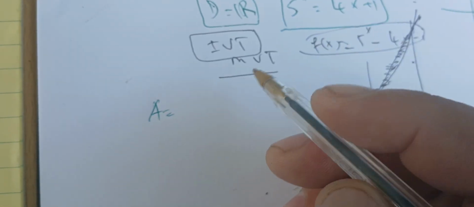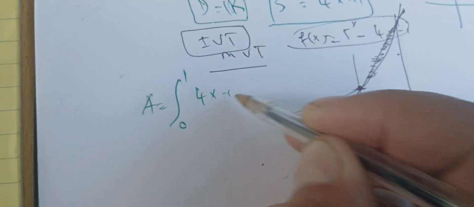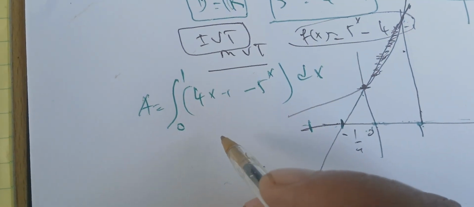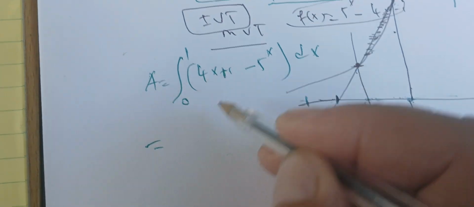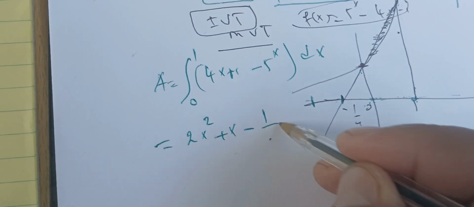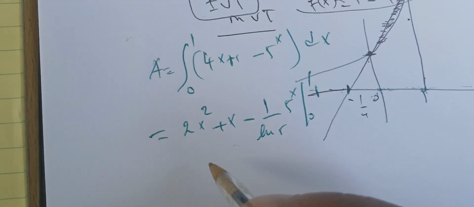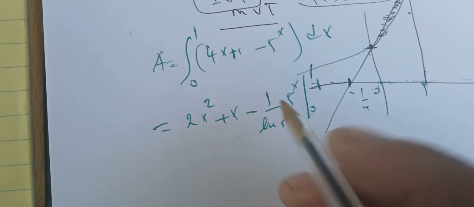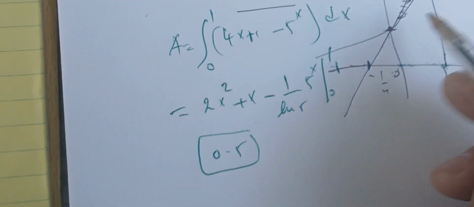Once we do that, we can find the area by just noting that since we are looking for the area, we are looking for this integral between 0 and 1 of 4x plus 1 minus 5 to the power x dx. We know that this is 2x squared plus x minus 5 to the power x over ln of 5, between 0 and 1. So here if we evaluate this one, we're gonna get 0.5. I think this is the area, this area.